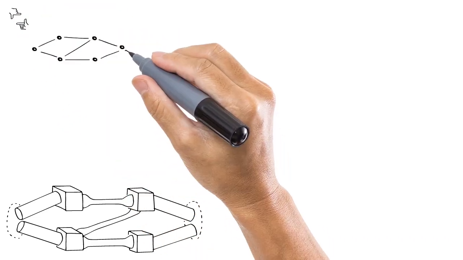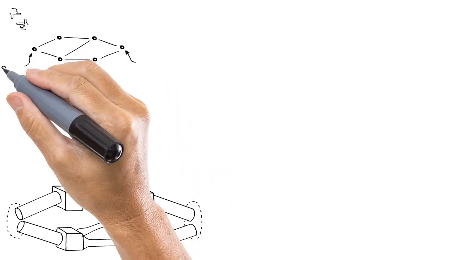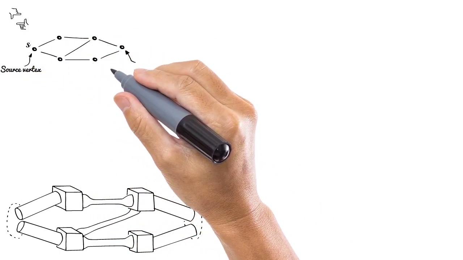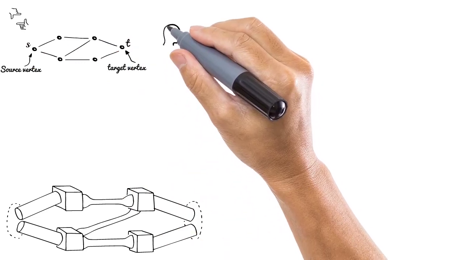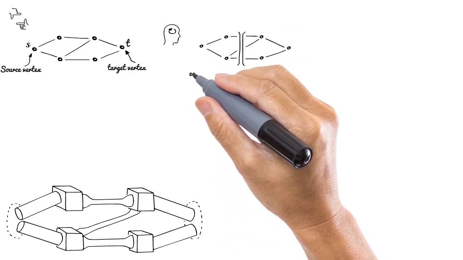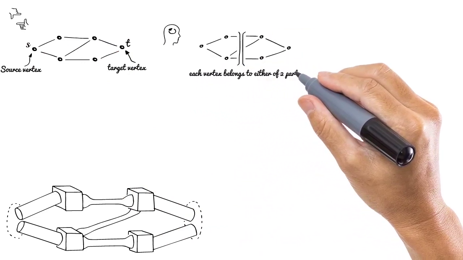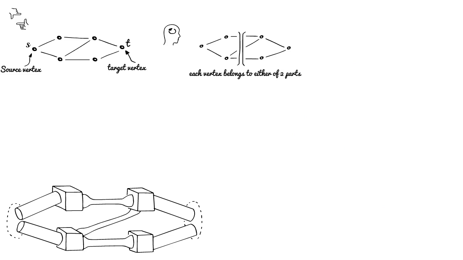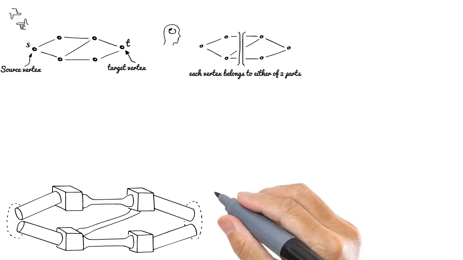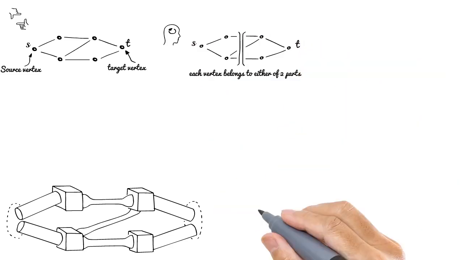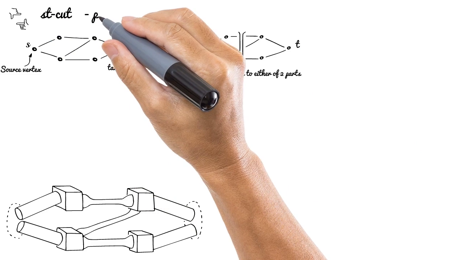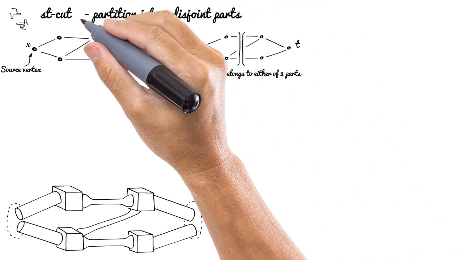Let's look at our connected graph. Let's have an assigned source vertex S and target vertex T, and some material to flow from source to target vertex. We can imagine such a graph divided into two disjoint parts. Each vertex belongs to either of two parts. Note, no unattended vertex left. One part contains source vertex S, another part contains target vertex T. Such a partition of a graph is named an ST cut.